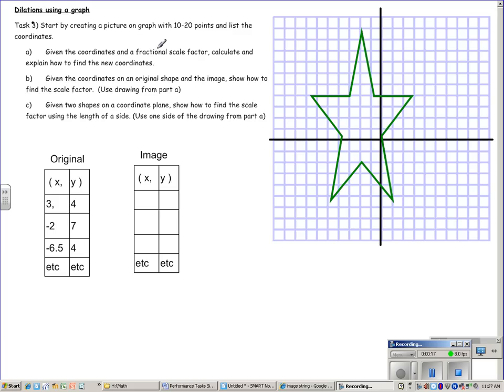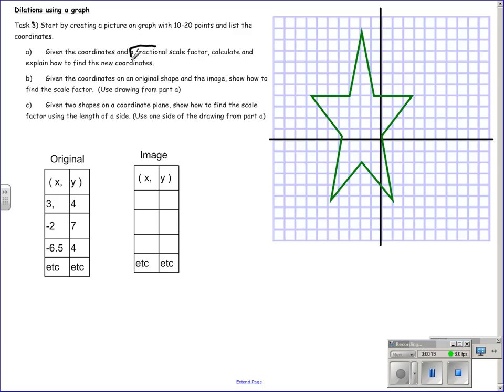Then you want to pick a fractional scale factor. The only rule is your scale factor may not have 1 in it. You may use 2/3, 3/4, 4/5, 2/5, 3/5, 4/5. Keep it simple, but you're going to choose a scale factor. For example, I'm going to choose the scale factor 3/4. Then you're going to find your new coordinates.